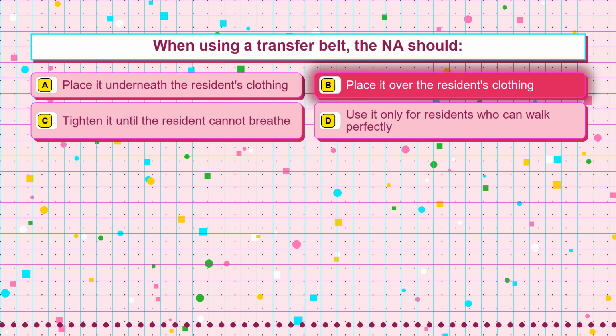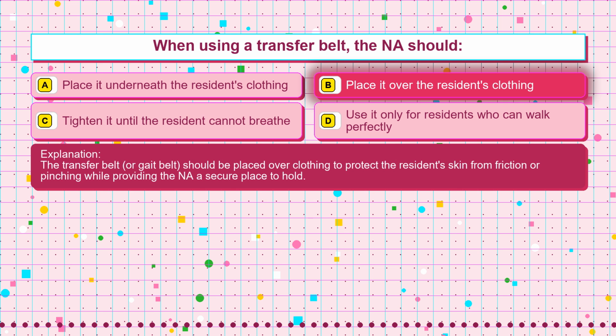The correct answer is option B, place it over the resident's clothing. The transfer belt, or gait belt, should be placed over clothing to protect the resident's skin from friction or pinching while providing the nurse a secure place to hold.